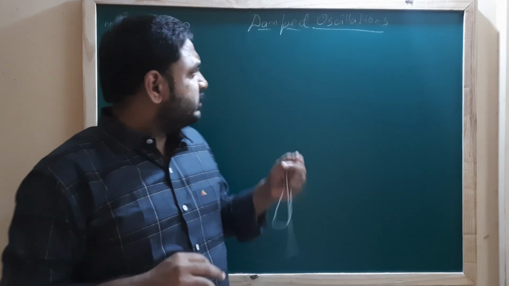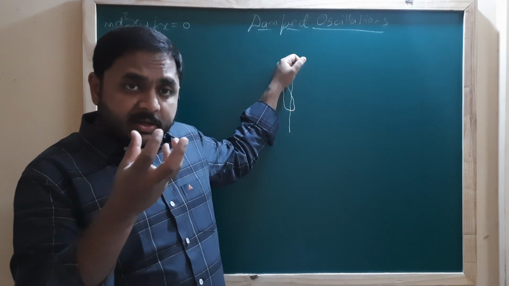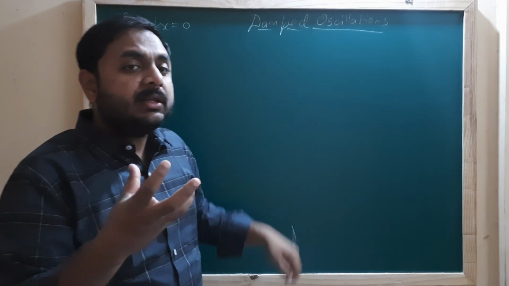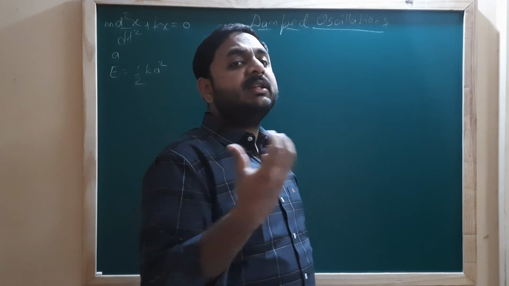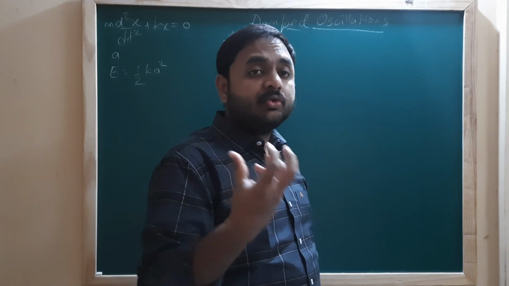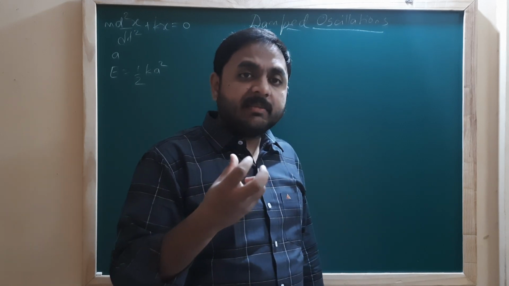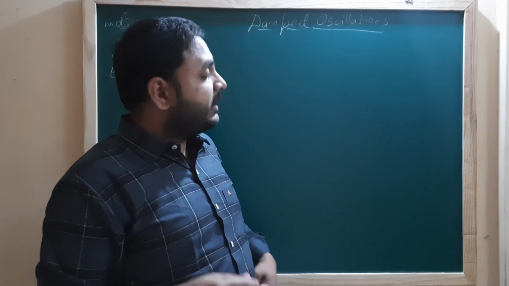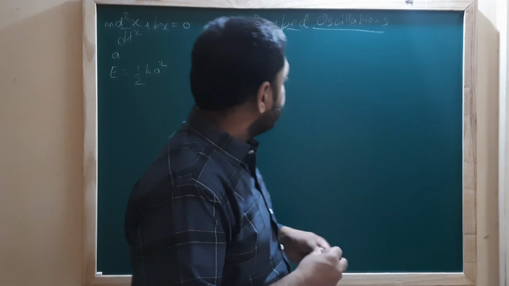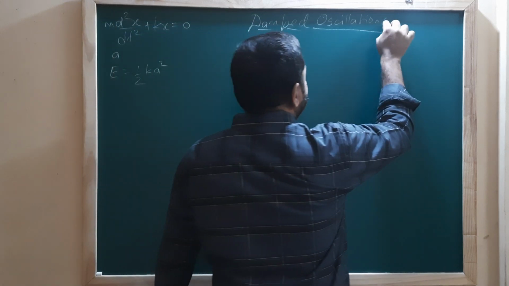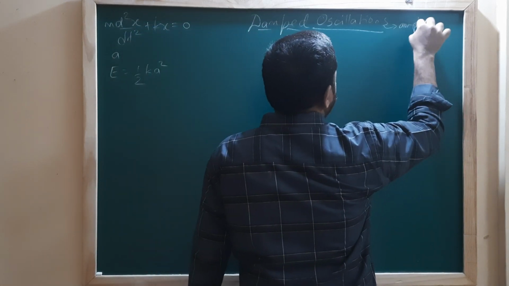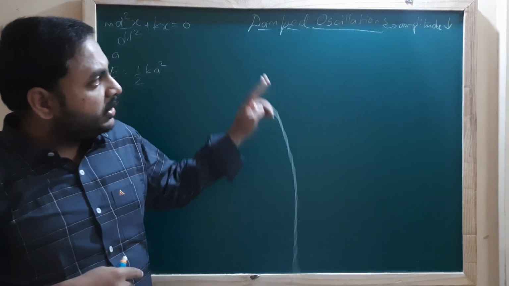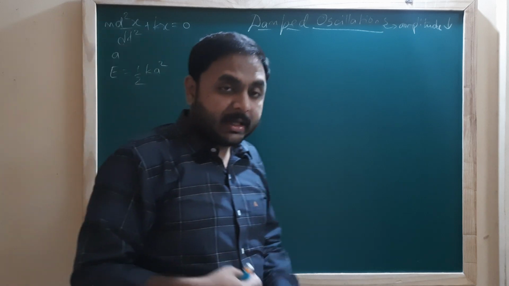So basically, when you place the oscillator in a medium, and the medium is not allowing the oscillator to move freely, it is giving some kind of resistance, these kinds of oscillations are called damped oscillations. And what will be the feature of damped oscillations? The amplitude will slowly go on decreasing. It has to. The amplitude has to decrease.